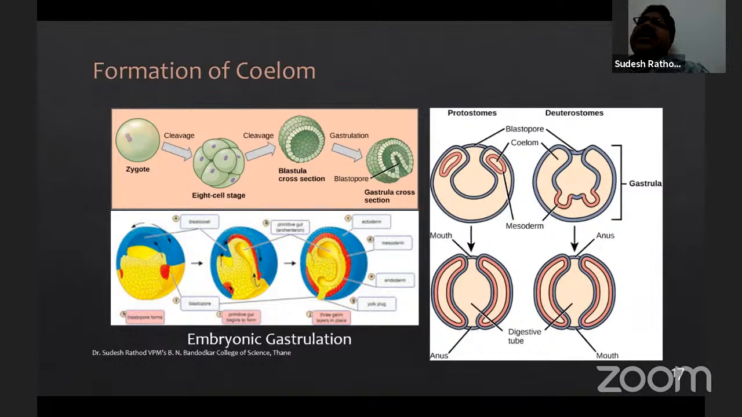Whereas in lower organism protostomes, mesoderm develops separately by differentiation, and that mesodermal layer splits into upper and lower layer, and this forms the coelomic cavity called as schizocoel. I hope that you have understood the difference between schizocoel and enterocoel. Next slide, please.